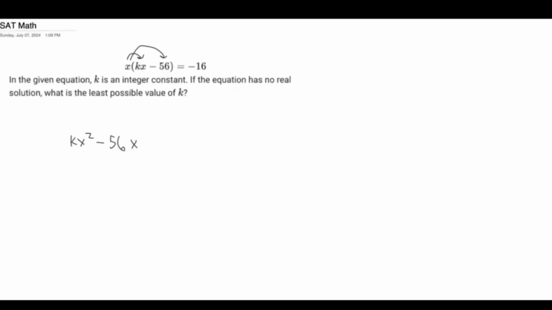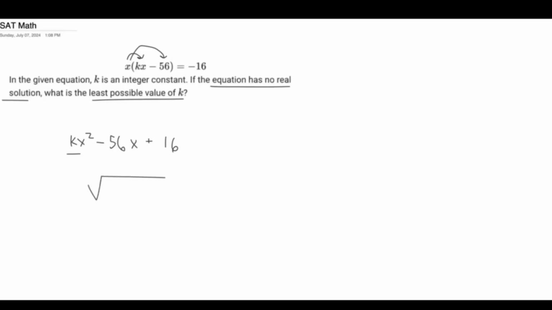So we can add 16 on both sides when we set it equal. So we can just skip that step and put plus 16. Boom. Plus 16. All right, there we go. So what we're trying to find is the least possible value of k, the coefficient in front of our x squared term, such that the equation has no real solution. When it is a no real solution question, or maybe it's asking if it has one solution, you're always going to be looking at the discriminant when dealing with that quadratic.